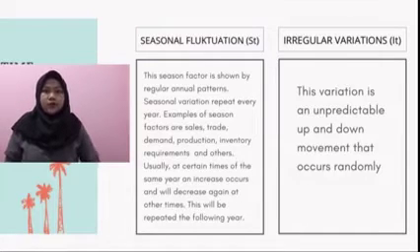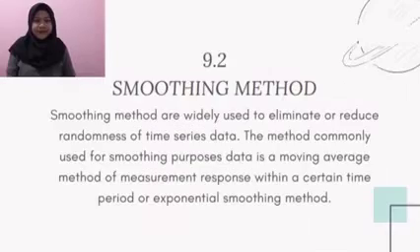And the last is irregular variation. This variation is an unpredictable up and down movement that occurs randomly. Smoothing methods. Smoothing methods are widely used to eliminate or reduce randomness in time series data.